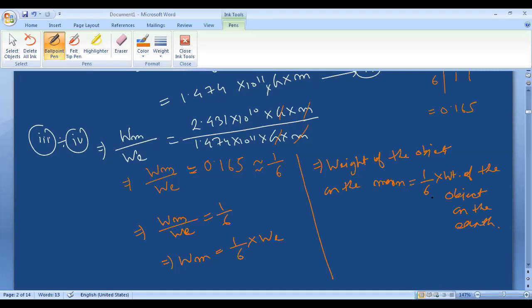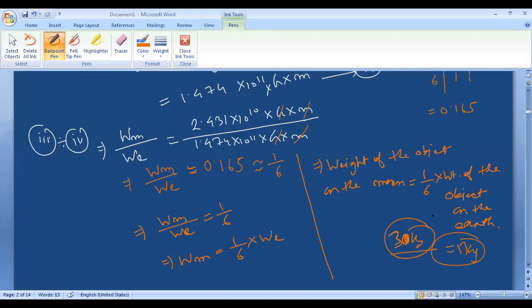Suppose one small boy's weight is 30 kg on the earth. What will be his weight on the moon? 3 kg. Hey, what do you mean 3 kg? On the earth it is 30 kg. On the moon it will be what? 5 kg, no? 1 by 6 of this one. So it will be 5 kg on the moon. Clear?